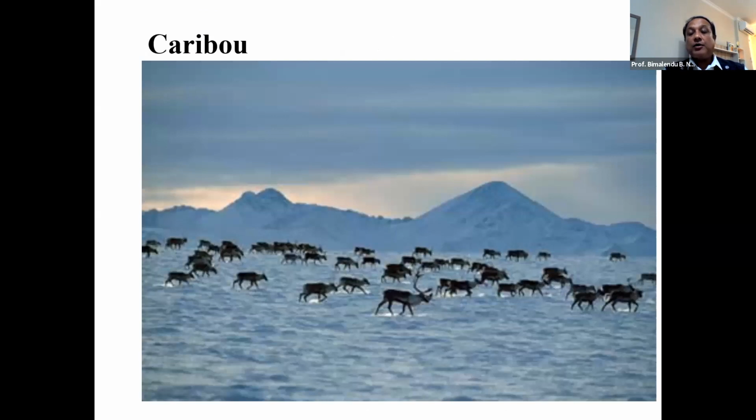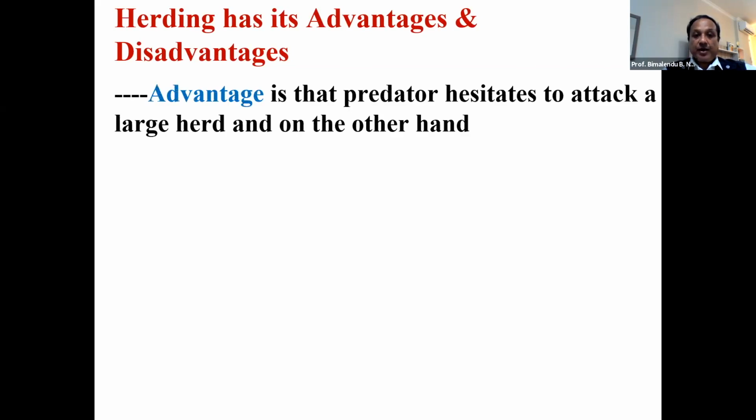Caribou overwintering leads them to leave and find shelter. And again, they come back when the season changes. Herding has its advantages and disadvantages also. All the time, we have been talking about advantages.